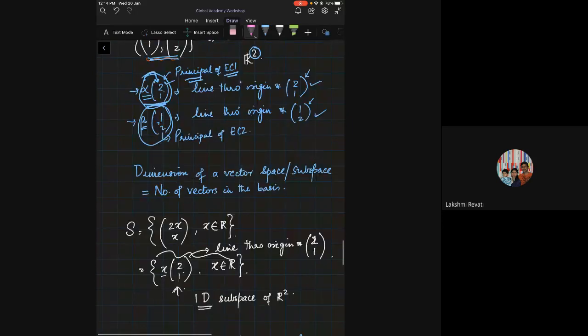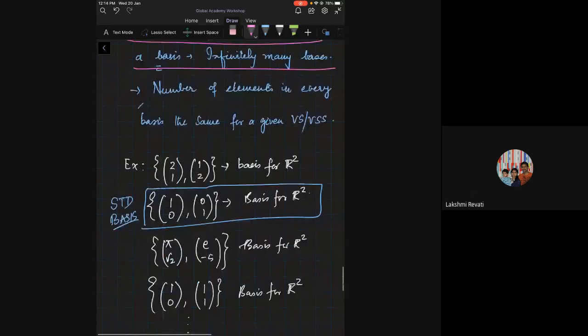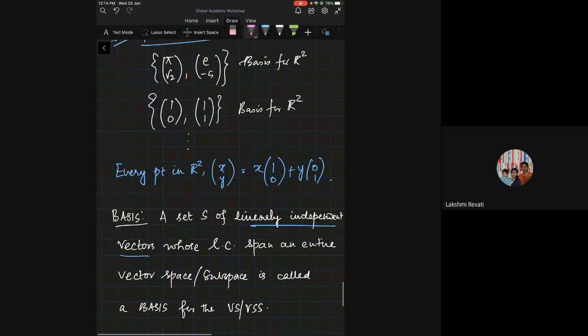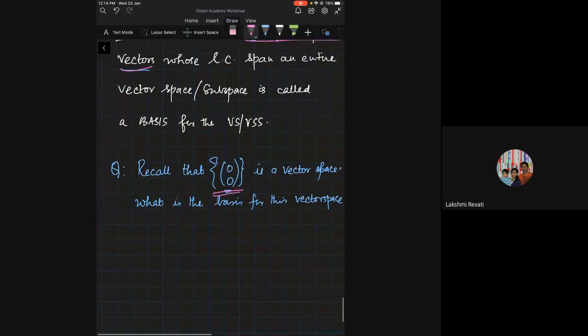We have said that every vector space has a basis, infinitely many bases. And then we have said a basis is a set of linearly independent vectors. Now I've put everybody in soup asking for a basis for this vector space. What do we do with this? Can you give an exemption, saying this fellow, though it is a vector space, does not have a basis?